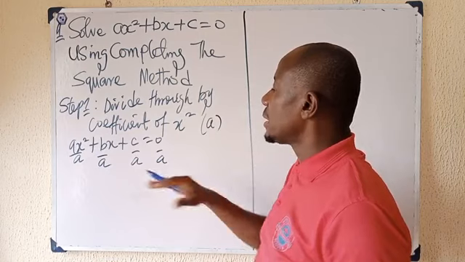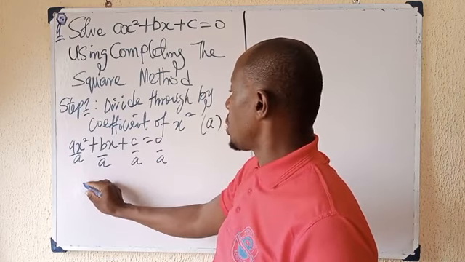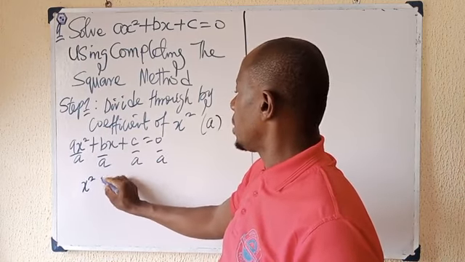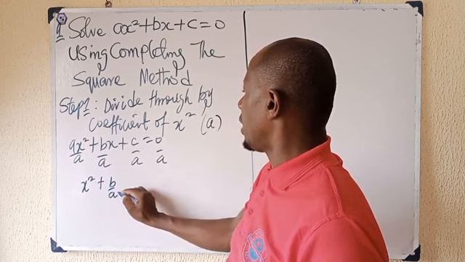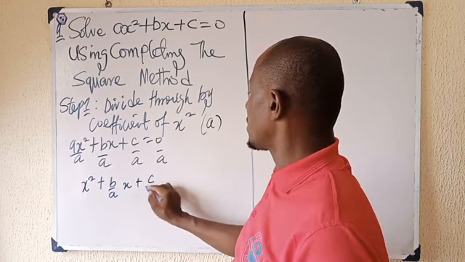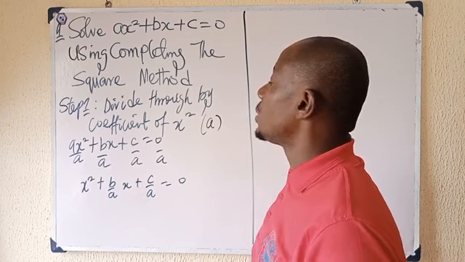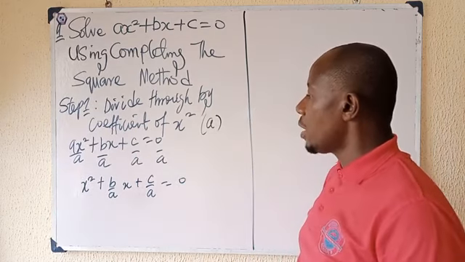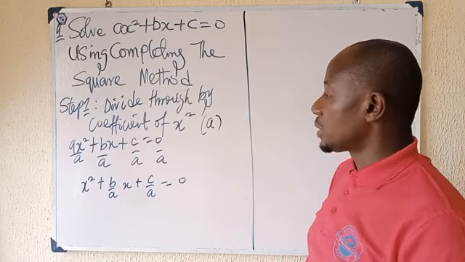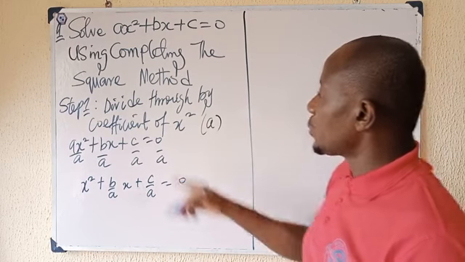So if we do that, this equation will now change to x squared plus b over a x plus c over a equal to 0. 0 divided by a is what? 0. Now, we move to step 2.